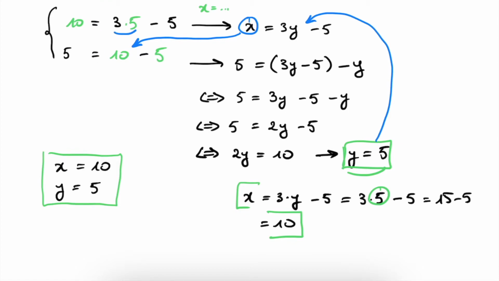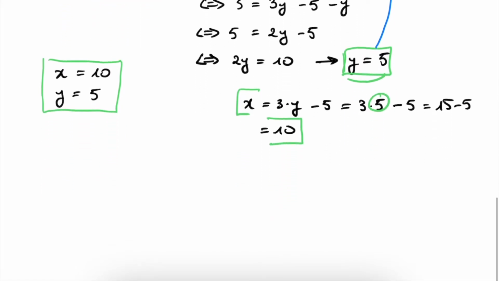So we get 3 times 5 minus 5 is 15 minus 5 is indeed 10. So this is already correct. And we see that 5 is indeed equal to 10 minus 5. So we didn't make any mistakes, and we can be sure that our result is correct.